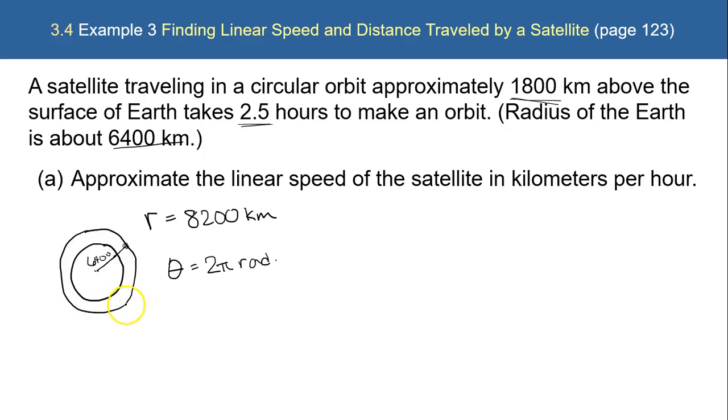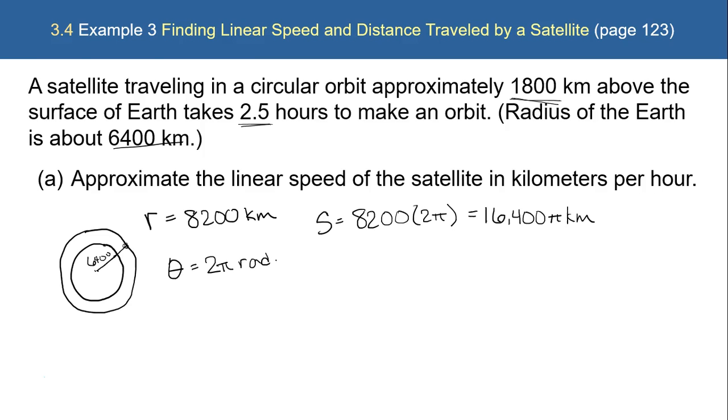So one full circle gives us S equals R times theta, so 8,200 times 2 pi. And let's see, that gives us 16,400 pi kilometers. So that's our arc length distance around, that is actually our circumference around the whole orbit of that satellite.